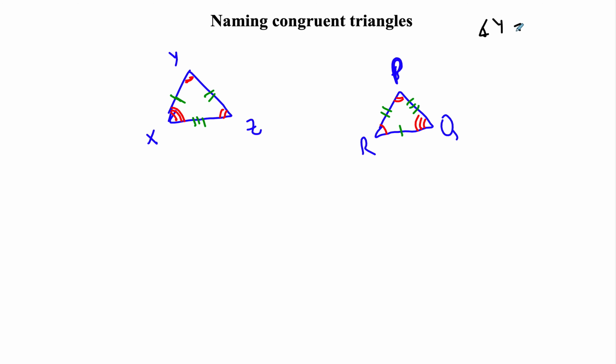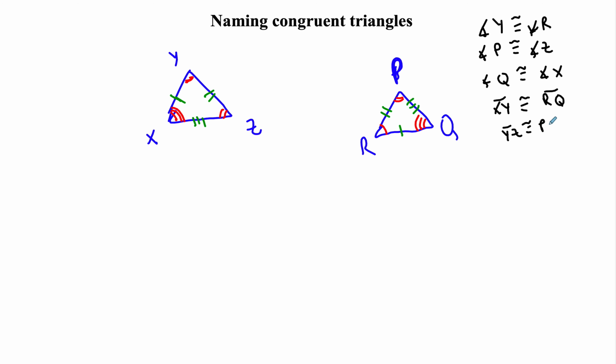So we know that angle Y is congruent to angle R. Angle Z is congruent to angle P. Angle X is congruent to angle Q. And we also know that side XY is congruent to side RQ, side YZ is congruent to the other 2 tick mark side, we'll call that PR. Remember, for these, it doesn't matter what order we do them in. And then last but not least, XZ is congruent to PQ.